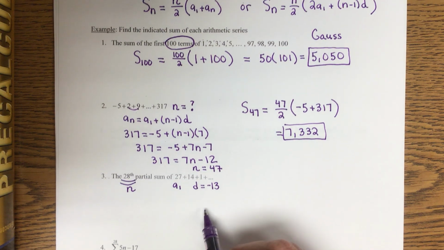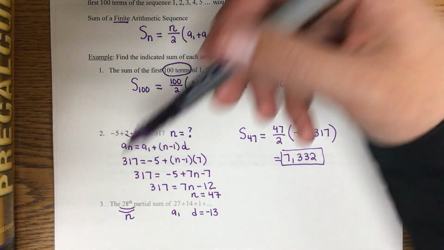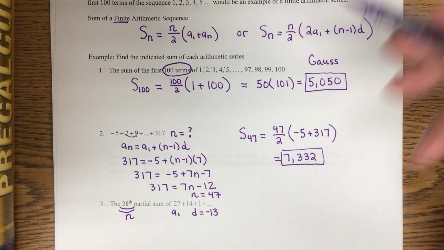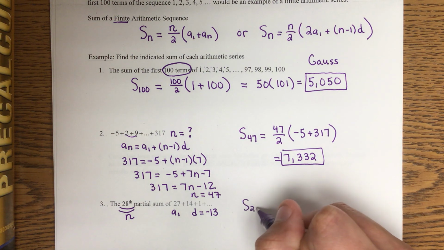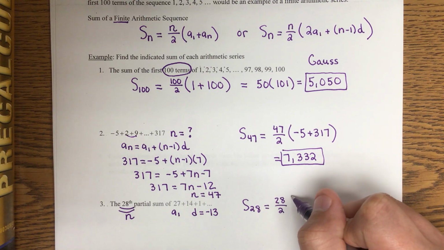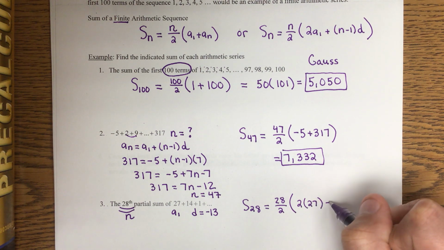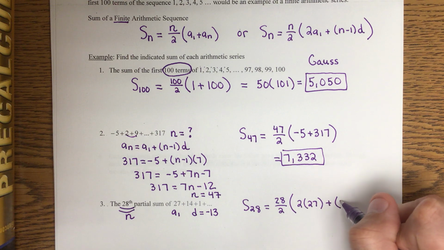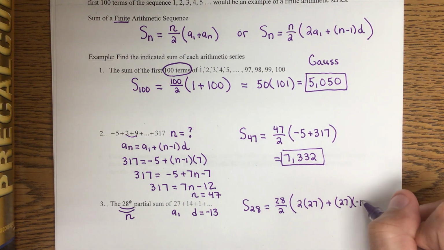So you can find the last term if you really wanted to, because you know the n value is 28. So that would be the formula from yesterday. Or you can use the second formula. It does it all together. So I'm going to do that. So I'm going to find S sub 28 is equal to 28 over 2 times 2 times the first term plus, now n minus 1 would be 27, and then the d value we said was negative 13.